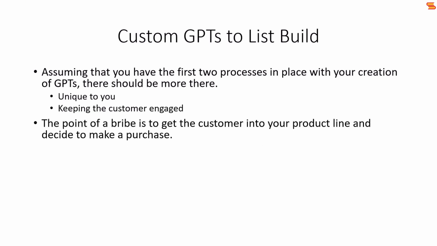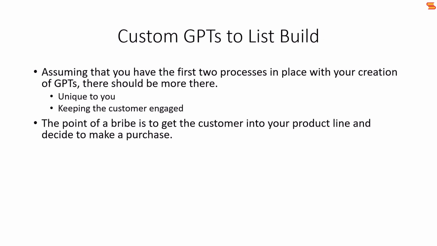Now, the point of an opt-in bribe. What's the point of an opt-in bribe? It's to get the customer into your product line and decide to make a purchase. Now, here's something that information marketers, quite frankly, have kind of forgotten in a rush to teach that you need to have an opt-in bribe. Just to get somebody on your list means nothing. Well, we don't want to have people on our list. That's not the point. The point of getting people into our list is to get them into the product line. So you got to follow through.